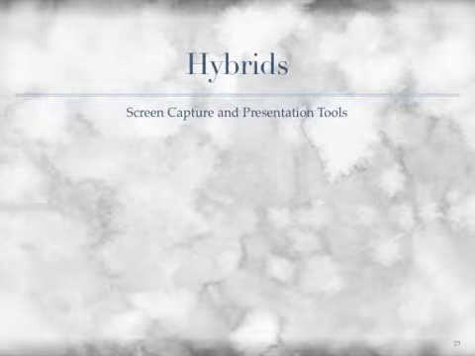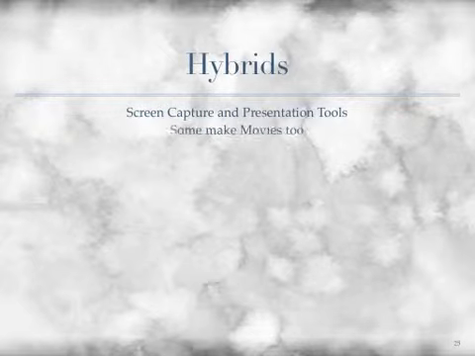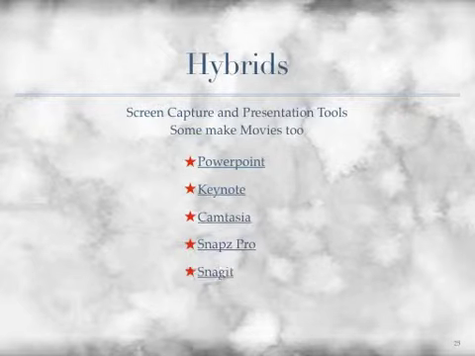But there are some other tools, screen capture and presentation tools, several of which make movies. The only one on this list that doesn't make movies is Snagit. But Snagit is a great way to get content for your videos. You can make movies from PowerPoint, Keynote, Camtasia, Snaps Pro. In fact, this movie is being created using Keynote.